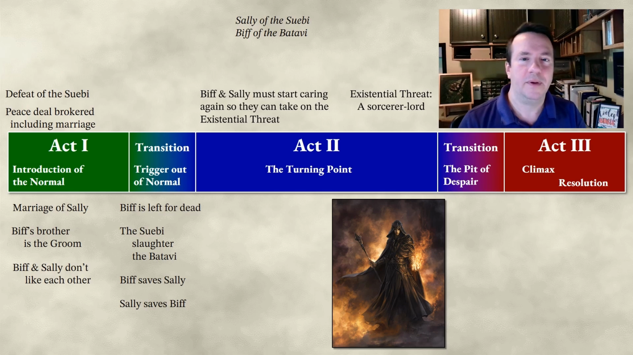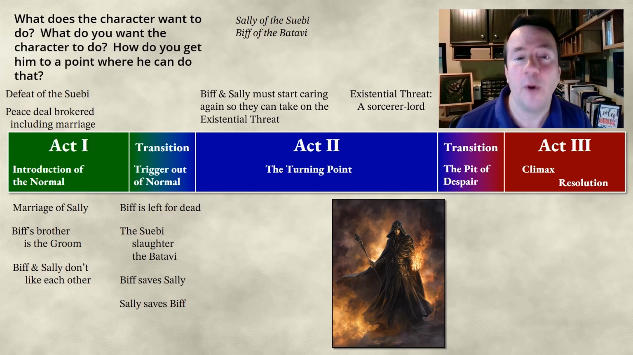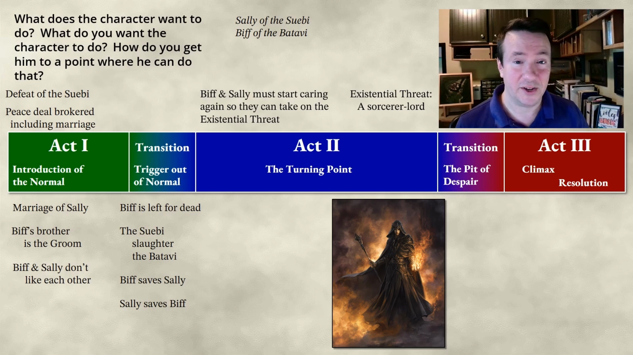To bring this back to the broader concept of character motivation, what this means is you have two things to consider. What does the character want to do? And what do you as an author want that character to do? And how do you get them to a point where they can do that? Now, I've already got a novel where the protagonist changes sides, so I'm not going to explore that in this Biff and Sally example.